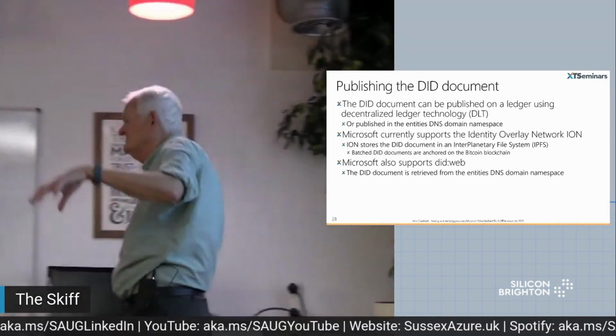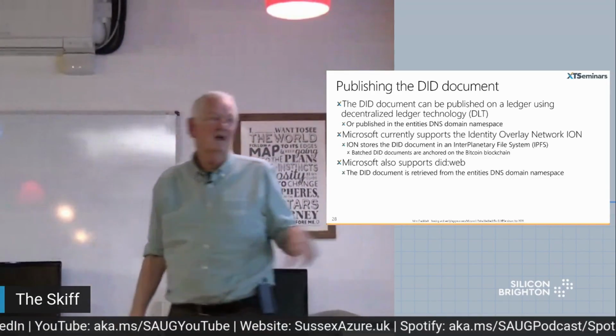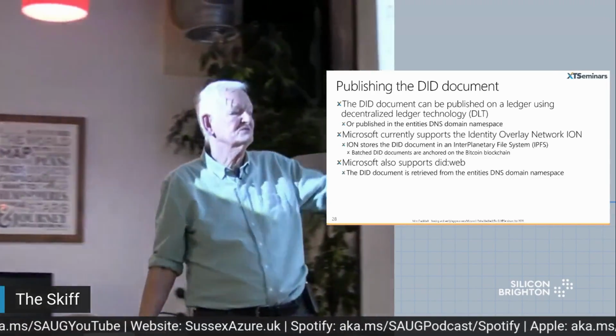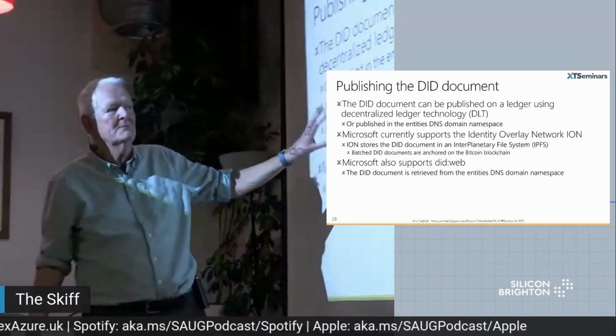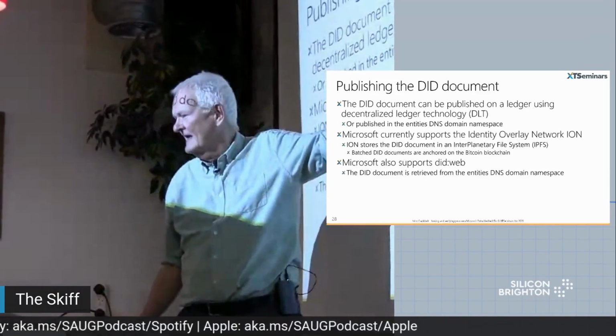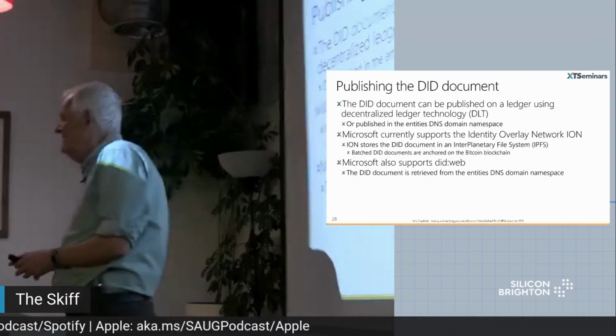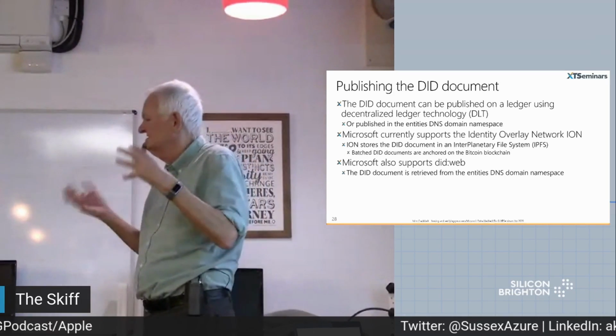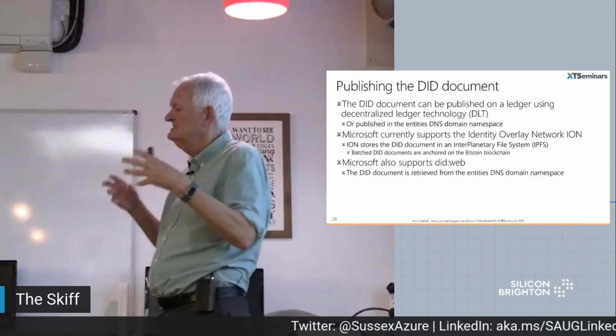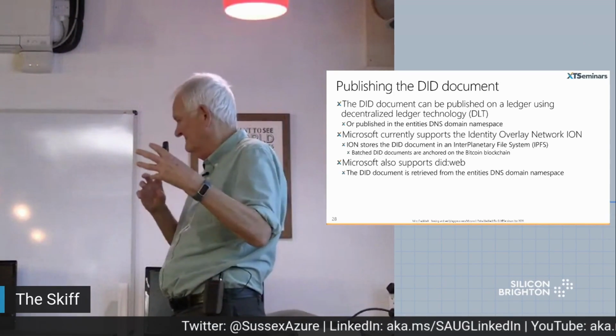Now, Microsoft support two ways of actually publishing DID documents. You can publish them in the DNS namespace, and that's referred to as DID web, or you can publish them on what's called the ION, Identity Overlay Network, which is a network that has been designed. It's called a Sidetree network. It actually sits on top of Bitcoin, right?